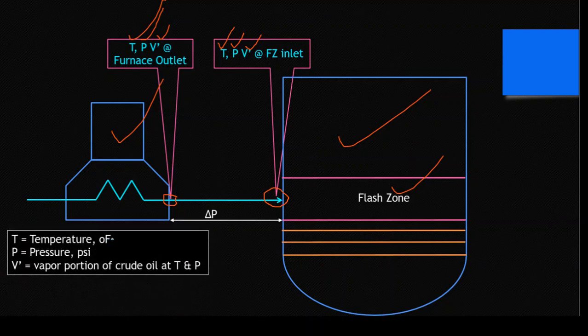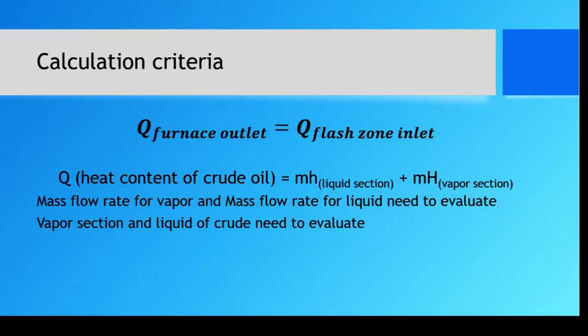Temperature is given, and the unit is very important: temperature is given in degree Fahrenheit, pressure is given in psi absolute, and V dash is the vapor portion of the crude oil. Obviously at that high temperature the crude oil is not only in the liquid phase but is in both vapor and liquid phases. One more important thing is that there is a pressure drop between the flash zone and the furnace outlet. We will take this into account also. I have discussed that the value is given as 5 psi.